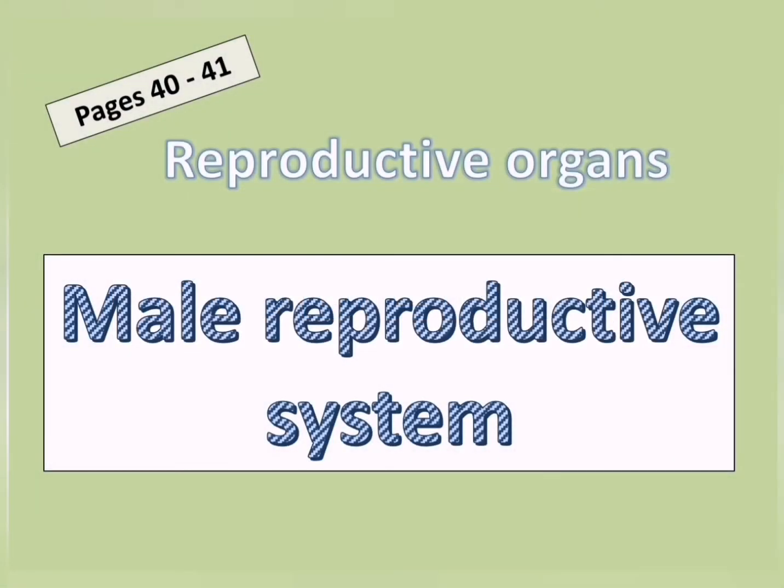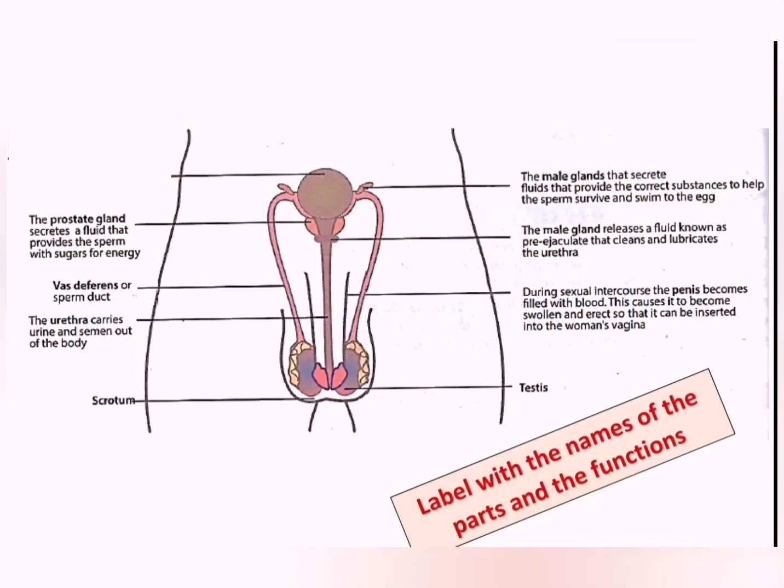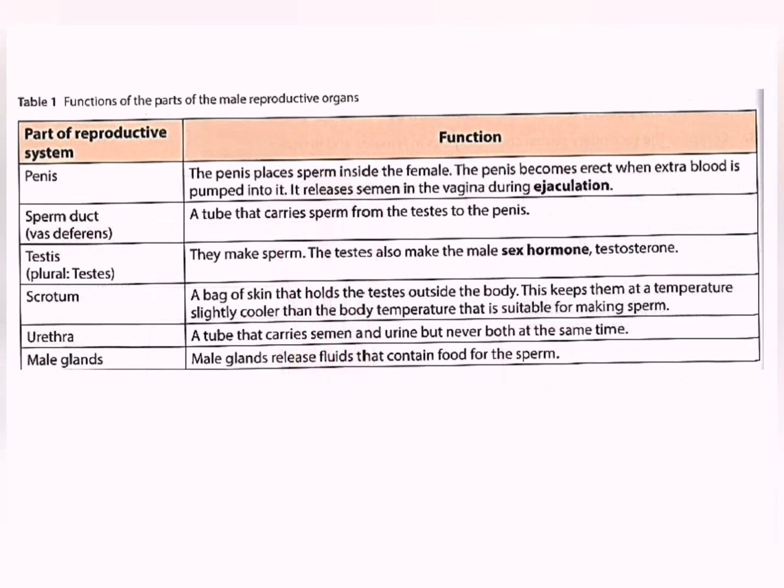So let's start with the male reproductive system. There's a detailed picture like this in your textbook, but please be able to only label this picture with the names of the parts and their functions. You will never be expected to redraw it. And then all the parts and their functions are actually summarized in this table of your textbook as well.